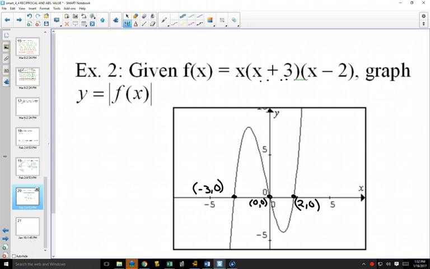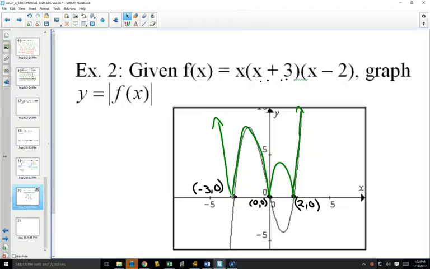When I want to graph the absolute value of this, does it make sense that this part stays the same? This part stays the same. This part gets flipped up. And this part gets flipped up. Cool. Excellent. And that's it.